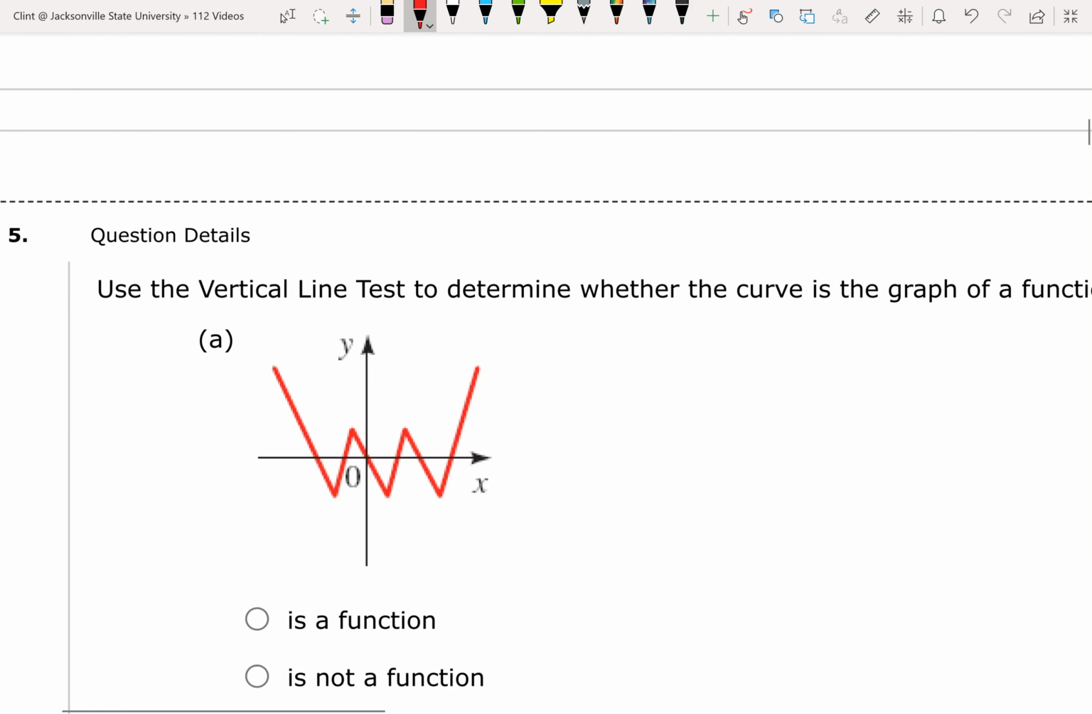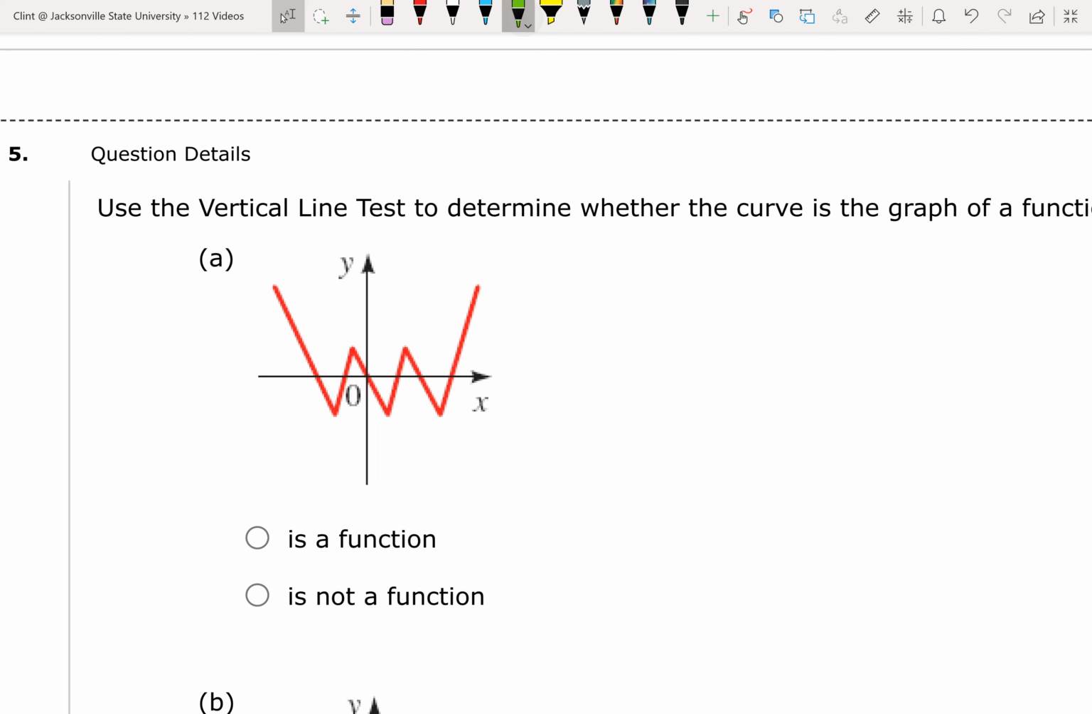Number 5 says use the vertical line test on the red graphs. Let me change the color here. Use the vertical line test to determine whether the curve is a function or not. The vertical line test says if we can draw a vertical line anywhere that touches the graph more than once, then it is not a function. Here, no matter where we draw a vertical line, it only touches once. So this one is a function.